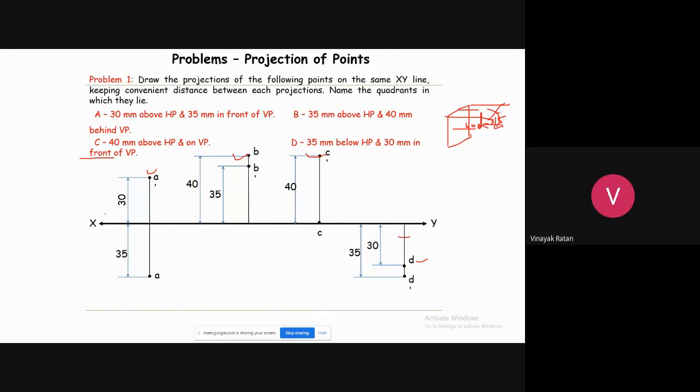Here you can write down, with respect to the first point A, VP and HP. With respect to point B, both VP and HP are above. No need to write anything with respect to point C, because it lies in the first and second quadrant both. And here you can write down both HP and VP are below, with respect to the fourth quadrant. Got it? One more thing I forgot to tell you in the previous classes: whenever you are writing X and Y and VP and HP, these must be written in capital letters and these must be written in small letters. Okay, got it?